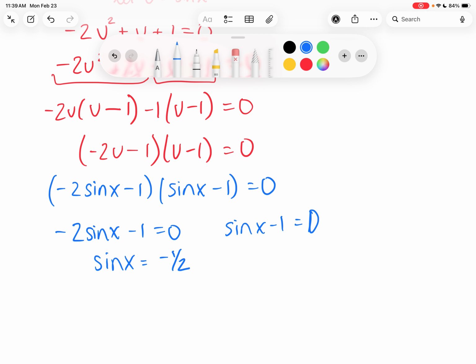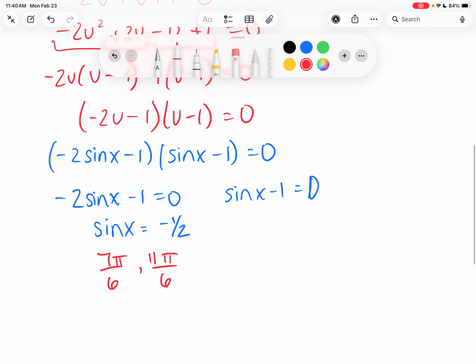Where is sine of x negative 1/2 on the unit circle? The bottom left quadrant. Okay, what does that equal? Sine is y, so negative 1/2. Do you want radians? Degrees? Radians. 7 pi over 6. 7 pi over 6, and what else? And then 11 pi over 6. Y'all gotta know that unit circle like the back of your hand.